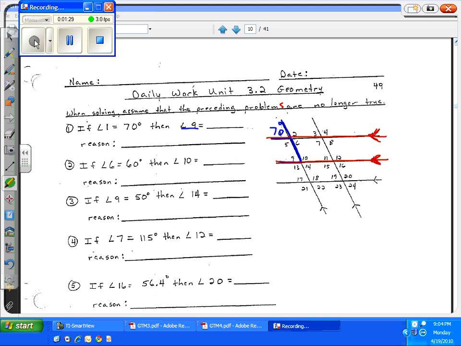Angle 1 and angle 9 are corresponding angles. If two lines are parallel, then corresponding angles are equal. So we reach the conclusion that angle 9 is 70 degrees with the reason corresponding angles are equal. Now, we're not going to put F's are equal. We're going to put corresponding angles are equal. We're going to use proper terminology. The F is for visual aid purposes only. Okay?